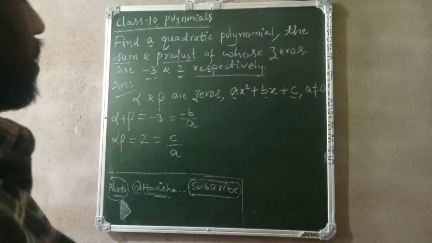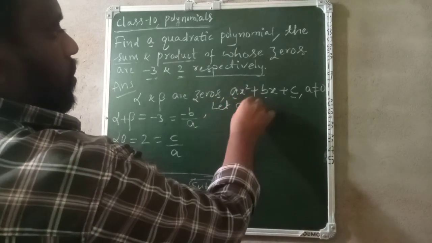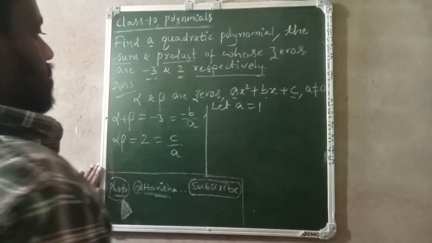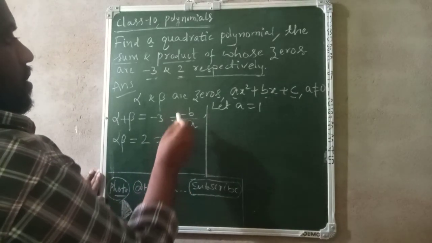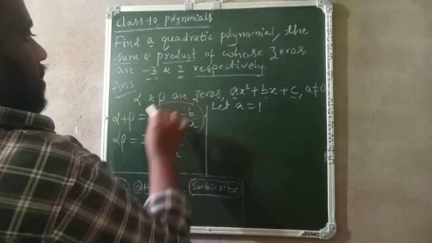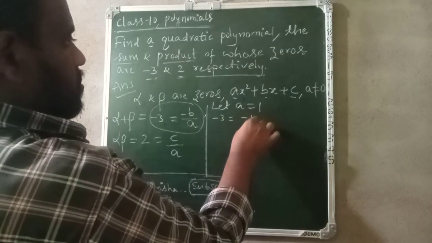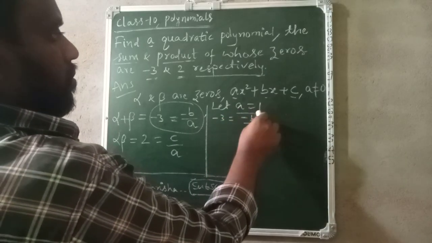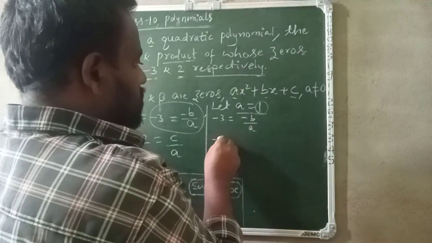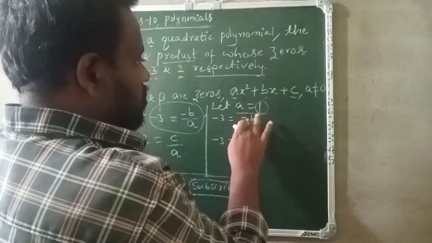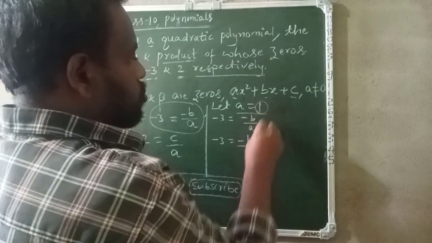For that, first we will take a as 1. Let a is equal to 1. See, when a is equal to 1, consider this first. Take this part: -3 is equal to minus b by a. So we are taking a is equal to 1. When we substitute a is equal to 1 here, what happens? -3 is equal to minus b, as it is. In place of a, you substitute 1.